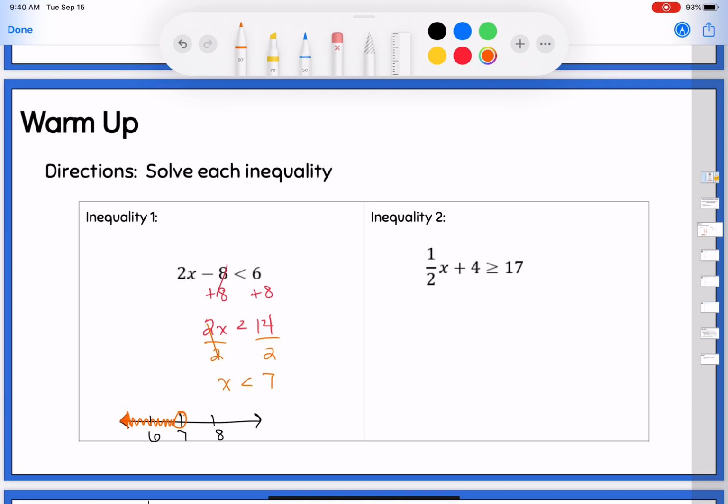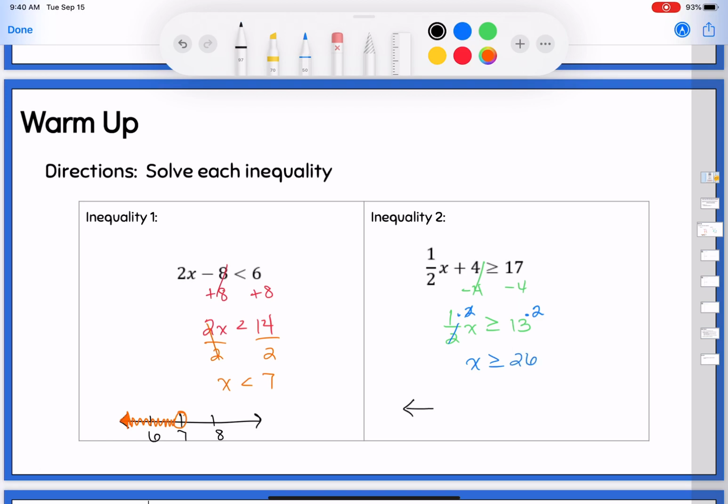Okay, so now if I hop over here and do my second one, I'm going to have to subtract 4 from each side first. So I get 1/2 x is greater than or equal to 13, and then to clear this fraction I'm going to multiply both sides by 2. Now you could have cleared first and multiplied every single thing by 2, either way is fine. And so I get x is greater than or equal to 26.